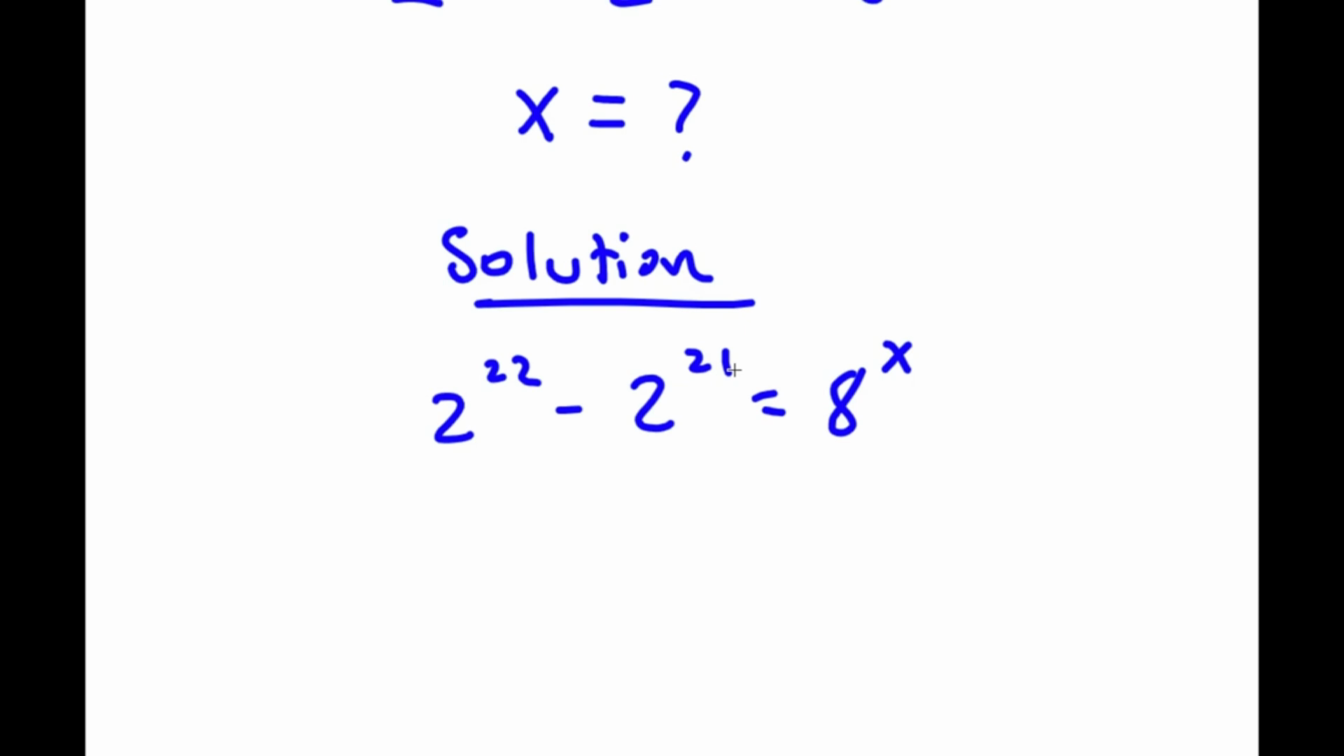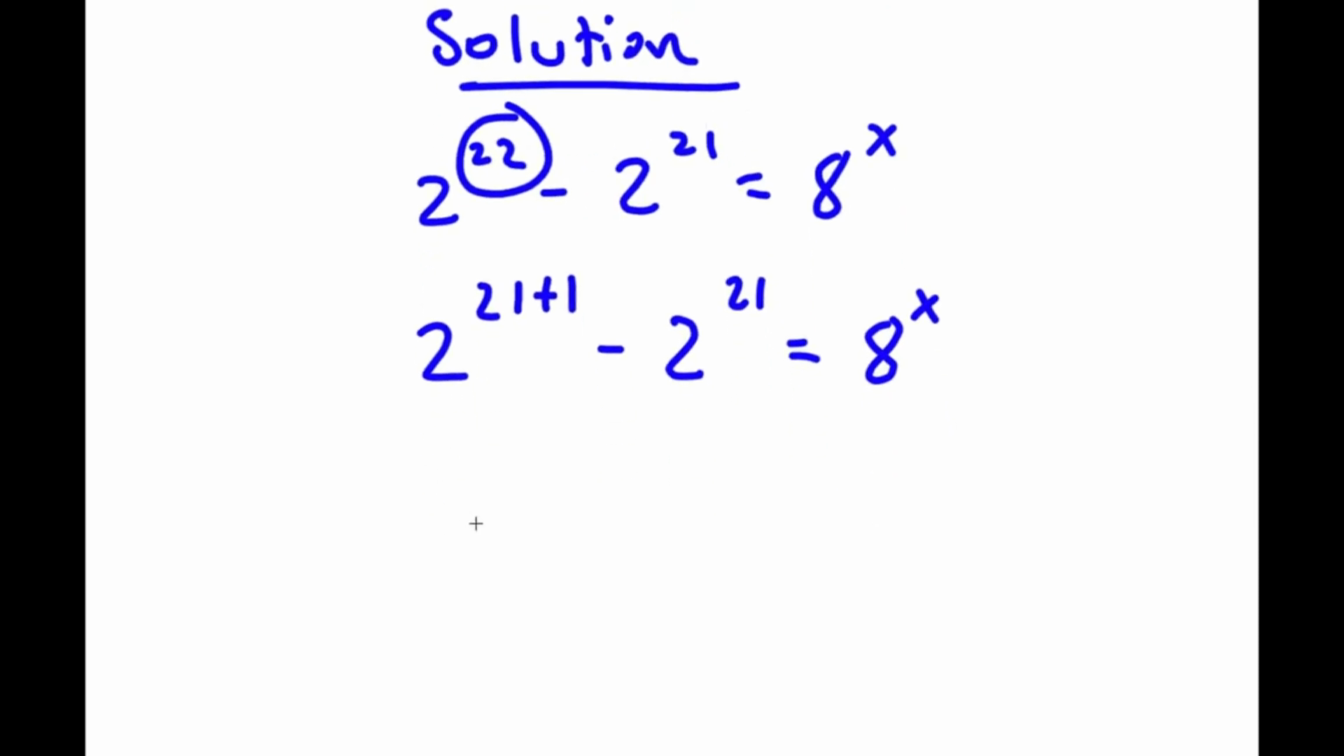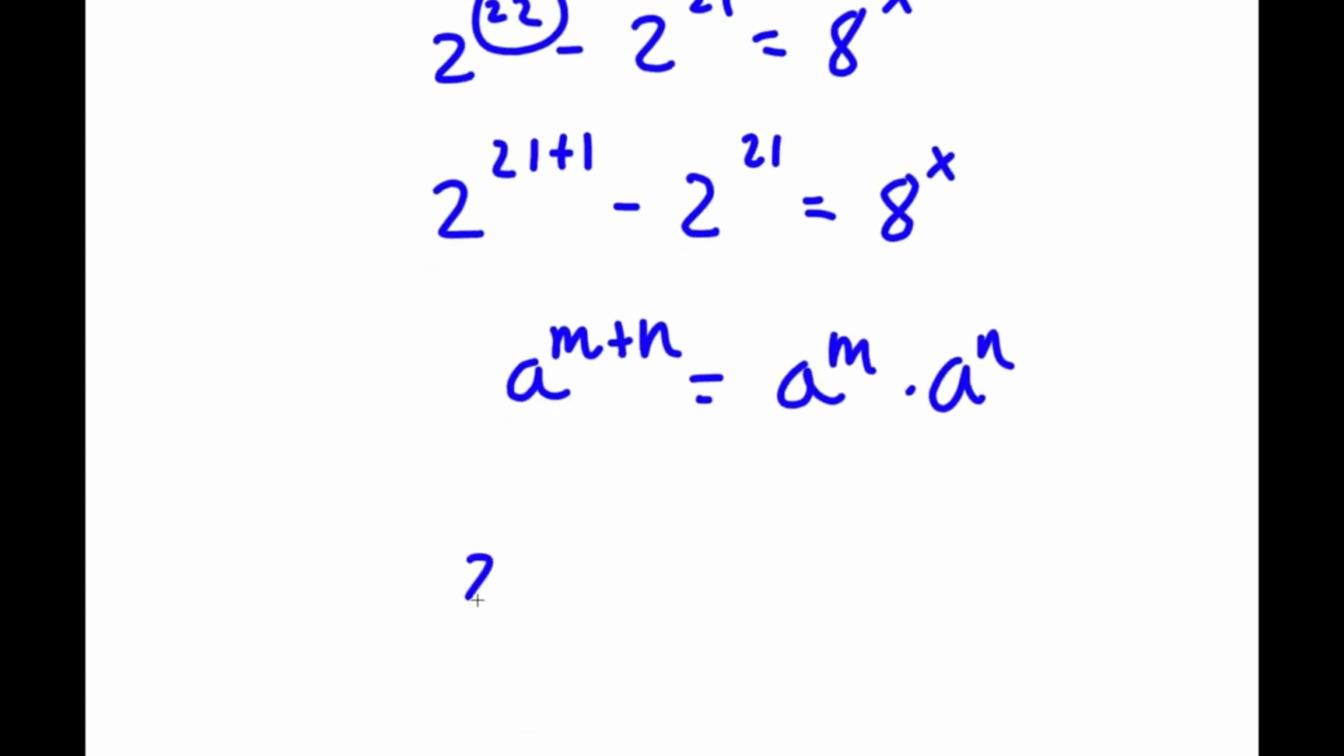Now, it's 22 here. This is the same thing as 21 plus 1. So I'm going to rewrite this as 2 to the power of 21 plus 1 minus 2 to the power of 21 is equal to 8 to the power of x. Now, if I have something in the form a to the power of m plus n, this is equal to a to the power of m times a to the power of n. So 2 to the power of 21 plus 1, I can rewrite as 2 to the power of 21 times 2 to the power of 1. And I still have minus 2 to the power of 21 is equal to 8 to the power of x.